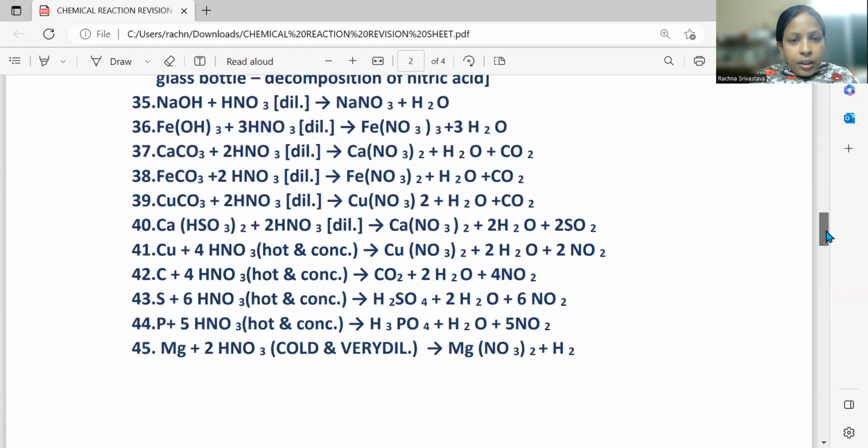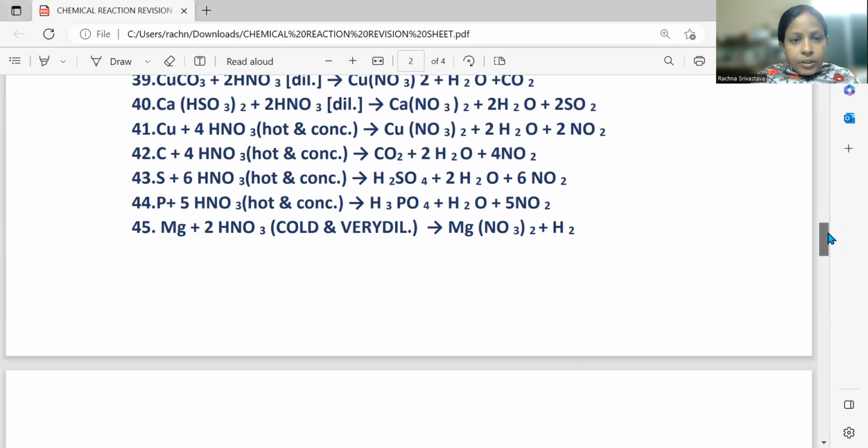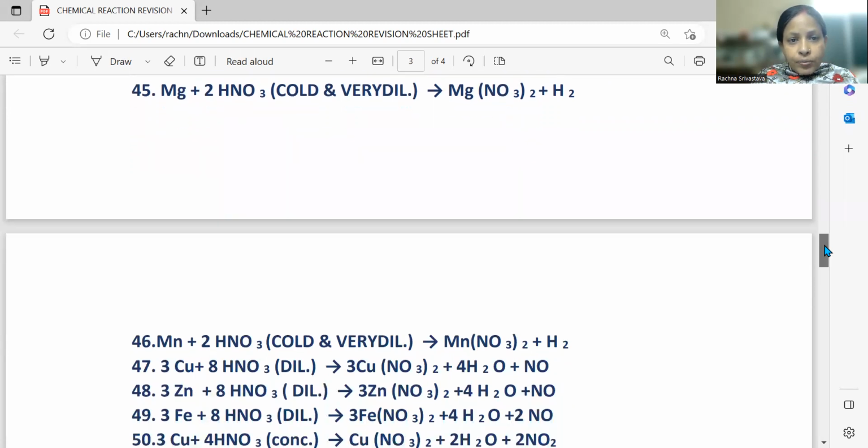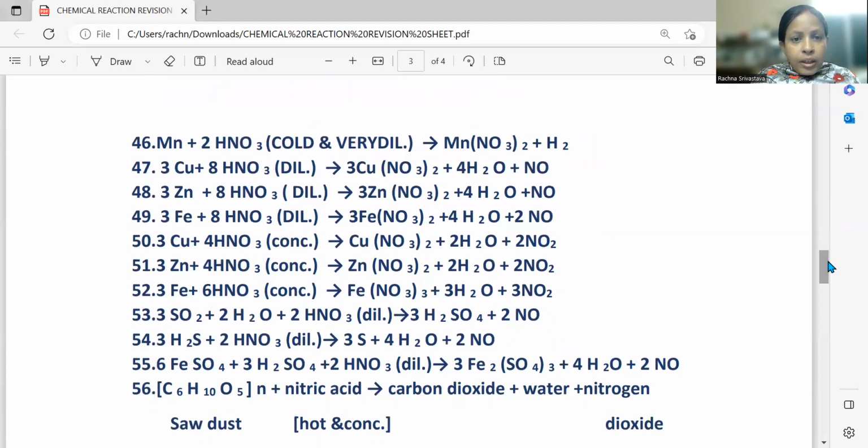Then you can see the state of nitric acid. Initially, the reactions were with dilute. Now the reactions they are writing with concentrated. Now, when they are writing concentrated, they are also using the term hot and conc. Then there are two reactions, equation number 45 and 46. In this, cold and very dilute nitric acid is taken. Therefore, the byproduct is hydrogen. Then again, the reactions are with only the dilute term. With nitric acid, there are certain reactions with conc.